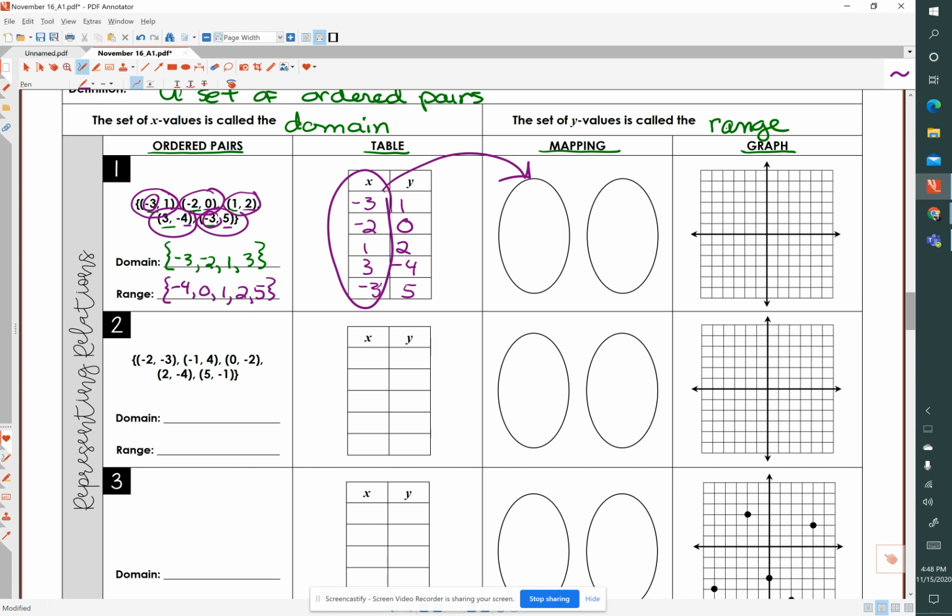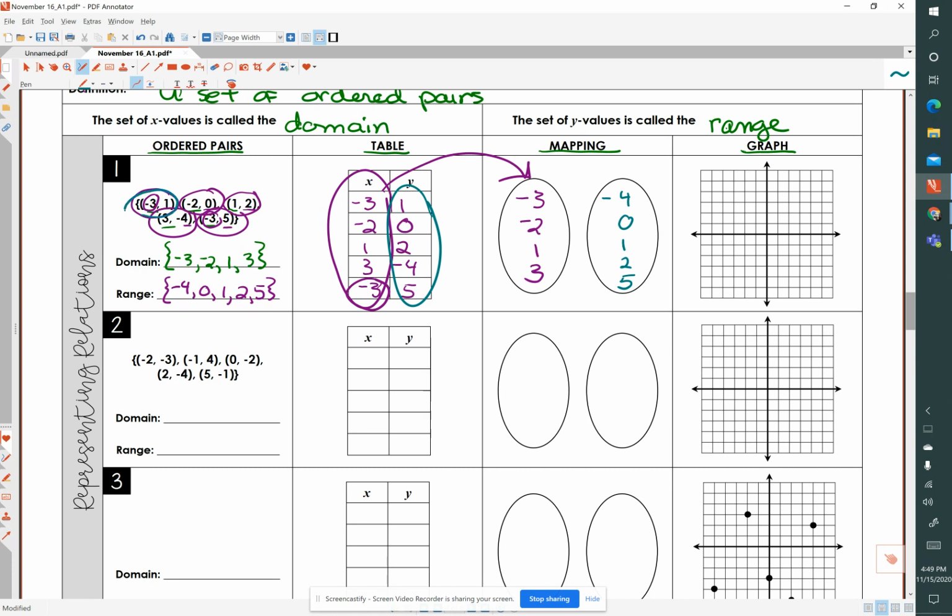Now I'm going to take all of these x values and insert them into a mapping diagram, but I do not need to repeat the -3. So I'll put that here: -3, -2, 1, and 3. Now I'm going to take the set of y values and put them in order from least to greatest: -4, 0, 1, 2, 5. And then I'm going to map them using arrows.